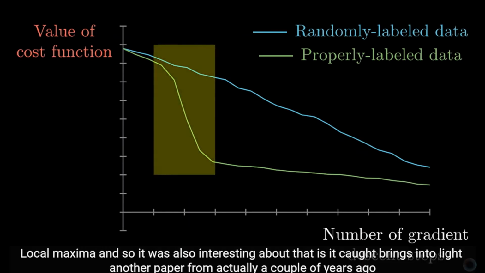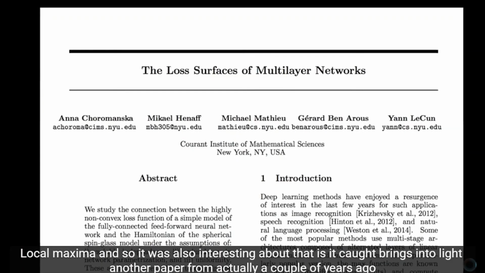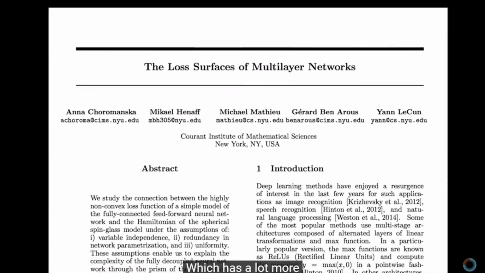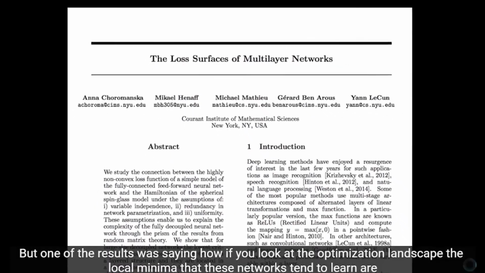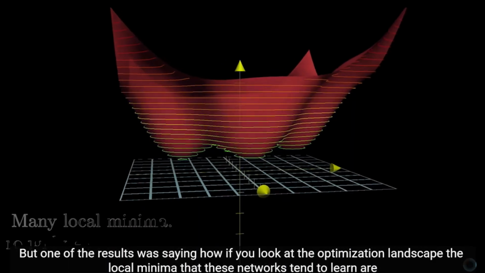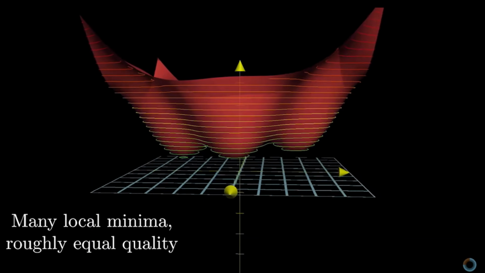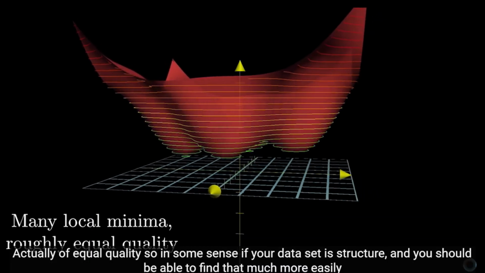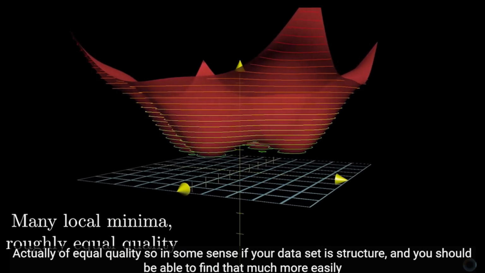And what was also interesting about that is it brings into light another paper from a couple of years ago, which has a lot more simplifications about the network layers, but one of the results was that if you look at the optimization landscape, the local minima that these networks tend to learn are actually of equal quality. So in some sense, if your data set is structured, you should be able to find that much more easily.